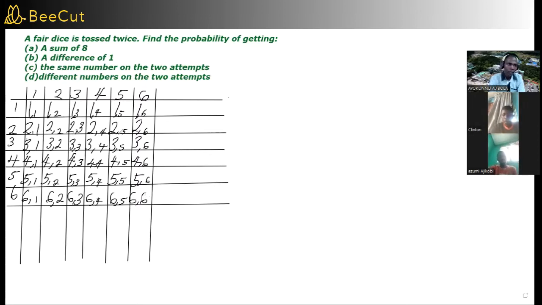Okay, now let's attempt. What is our sample space? How many entries do you see here altogether? 7? No, you don't count this line. This first line, don't count it, and this second line, don't count it. So just count all these entries. No, we can see 6 in the first line, 6 in the second line, and so on. So how many altogether now?